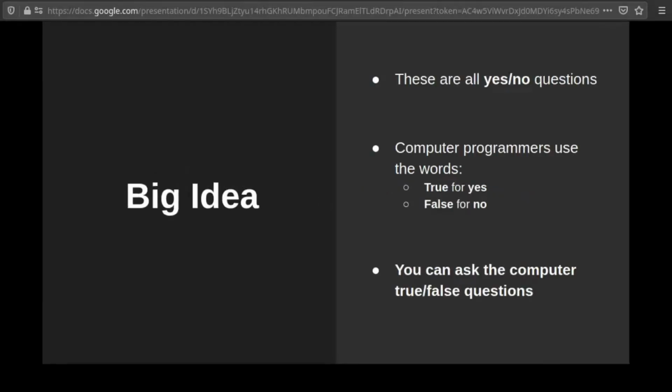Okay. So the big idea here is that those are all yes/no questions. And computer programmers use the words true for yes and false for no. And you're able to ask the computer true/false questions in a computer program. So let's hop onto some coding examples.